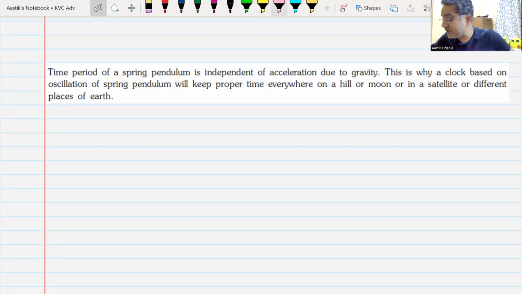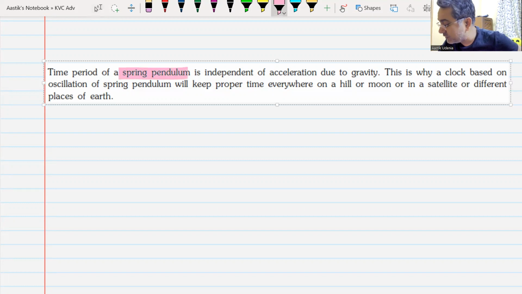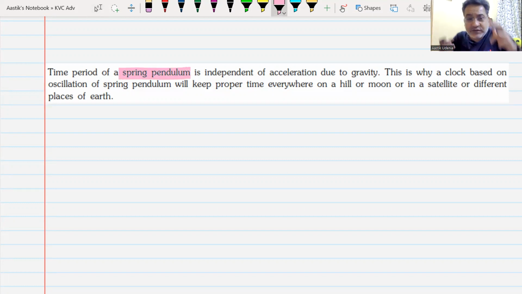Time period of a spring pendulum. Do you understand the meaning of spring pendulum? Mass attached to a spring is a spring pendulum. Bob attached to a string is a simple pendulum. The time period of a simple spring pendulum, not simple pendulum, is independent of acceleration due to gravity.